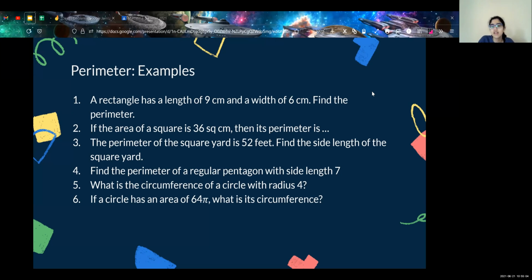So for number one, a rectangle has a length of 9 and a width of 6. Find the perimeter. So in the chat, type your answer for that. And remember, perimeter is just the sum of all the sides.